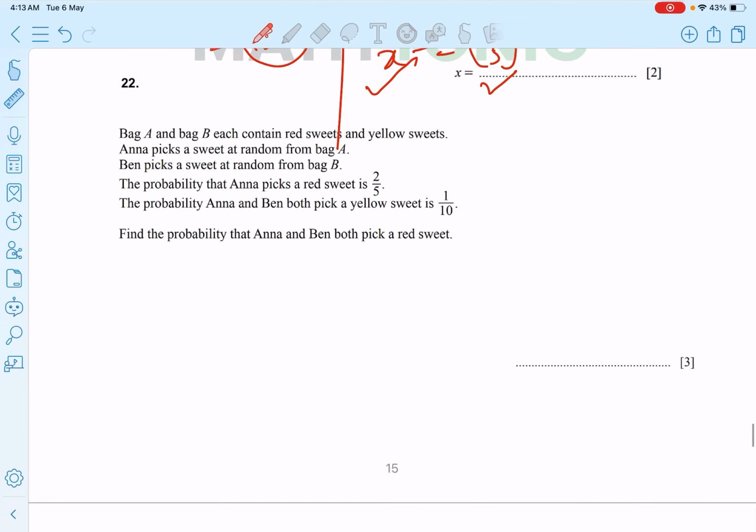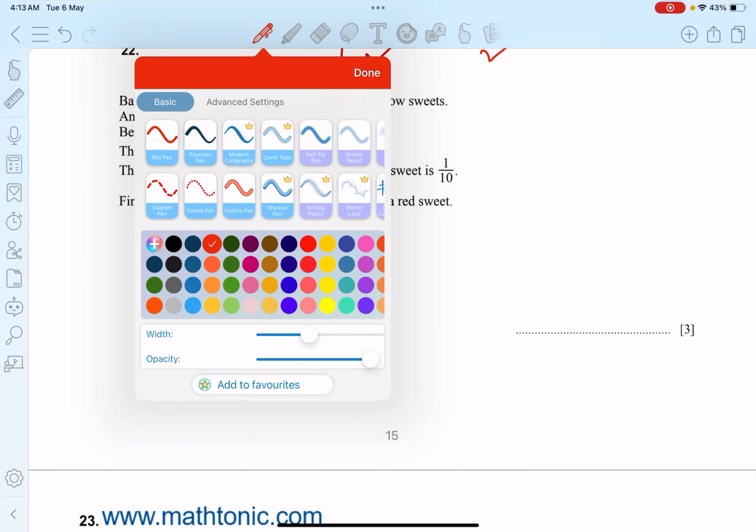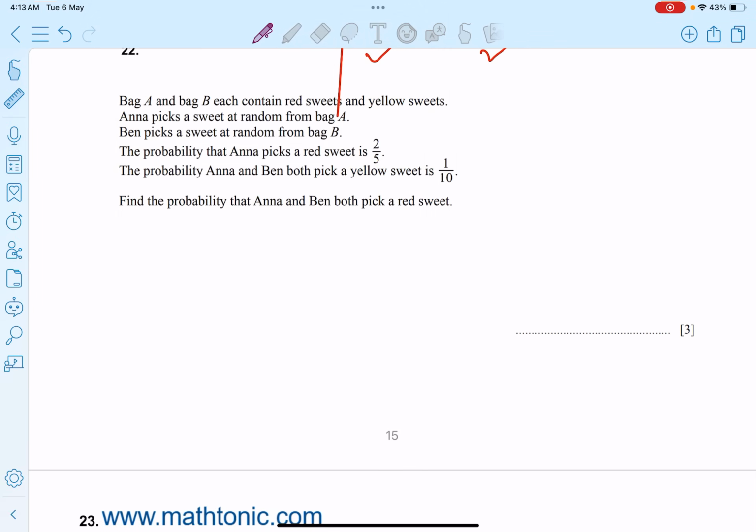Okay. Question number 22. Yes, this is a very important question. Probability. We'll try to understand this question. The question is given that bag A and bag B contain red sweets and yellow sweets. Anna picks a sweet at random from bag A, and Ben picks a sweet at random from bag B as well. The probability that Anna picks a red sweet is given as 2 over 5, and the probability that Anna and Ben both pick a yellow sweet is given as 1 over 10.